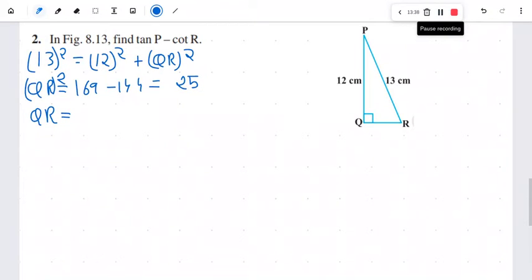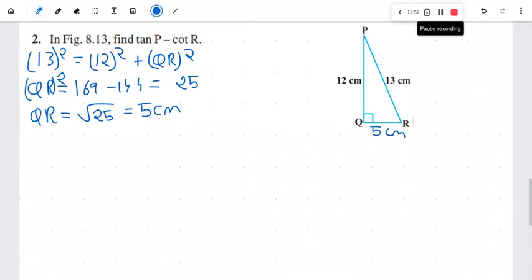Yes. So as I said, I'm not taking the hypotenuse. I'm going to subtract because QR will go on the other side. 13 square will come here. Yes. So QR will be nothing but root 25, that is 5 centimeter. So this side QR is 5 centimeter. We got it. Now let's come to our original question.